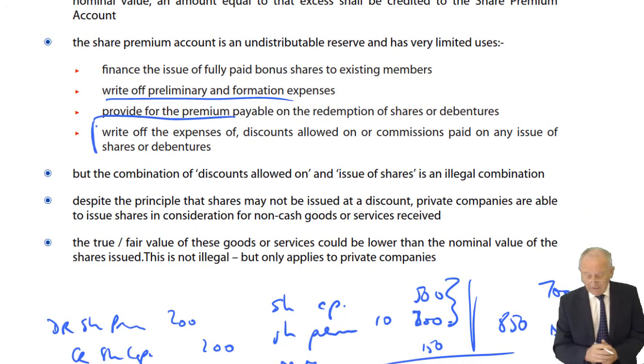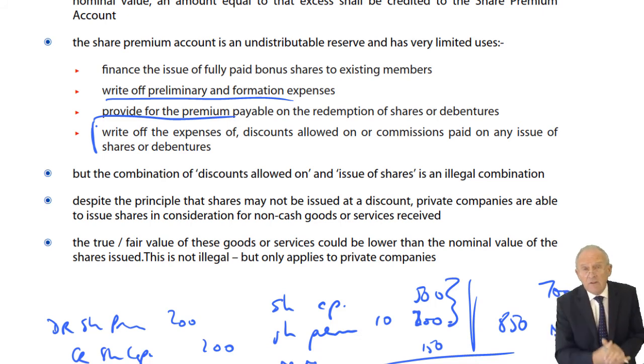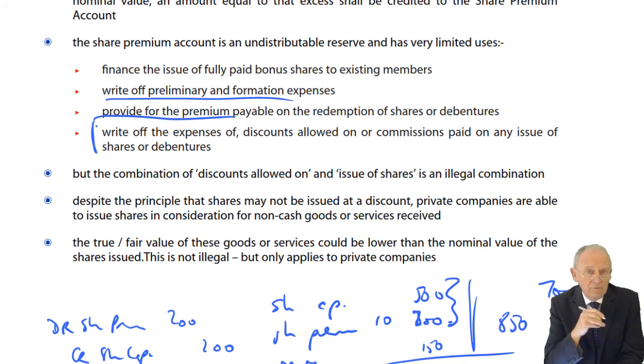And finally, we can write off the expenses of, discounts allowed on, and commissions paid on any issue of shares or debentures. We can write this off. So instead of credit cash, debit expenses of issue, debit discounts allowed on issue of debentures, debit commissions paid on the issue of shares, instead of debiting those, we can debit those figures to the share premium account. We can write, like we did with preliminary and formation, we can debit them straight into the share premium account. The only thing to remember is that whereas you can issue debentures at a discount, you can't issue shares at a discount.